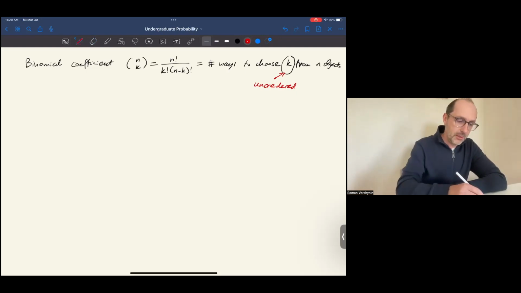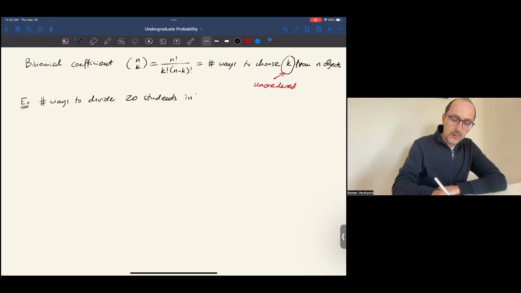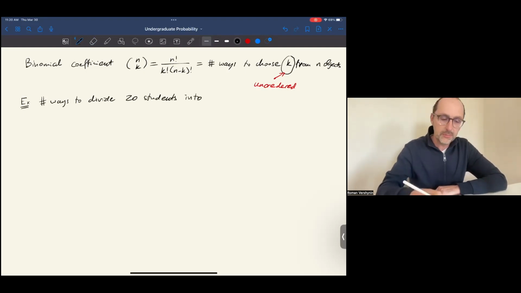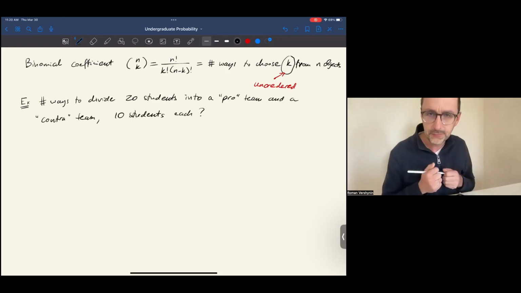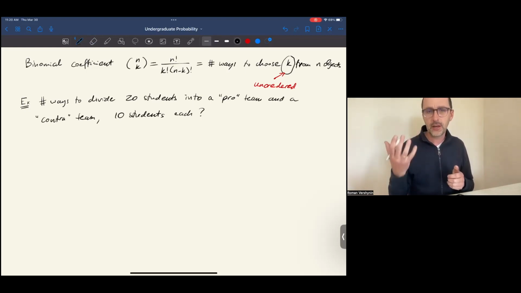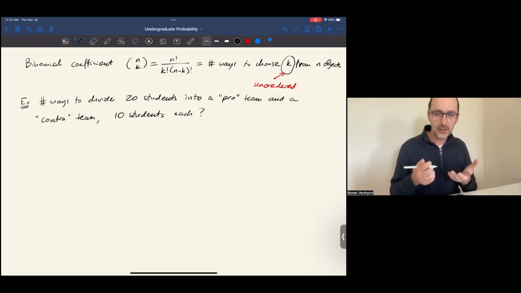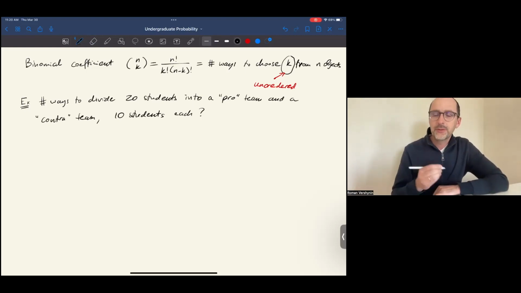Today we'll practice more with the notion of binomial coefficients, and here's our first example. How many ways are there to divide 20 students in a debate class into two teams? A pro team and a contra team. Evenly, 10 students in each team. The teams have different roles. One team is supposed to defend a certain thesis, and the other team, the contra team, is supposed to challenge that thesis. How many ways are there to divide the class this way?